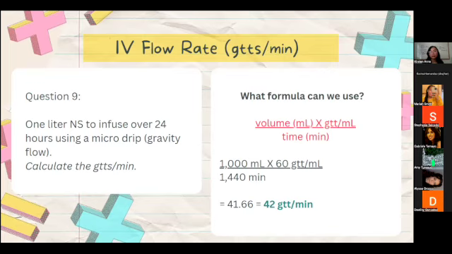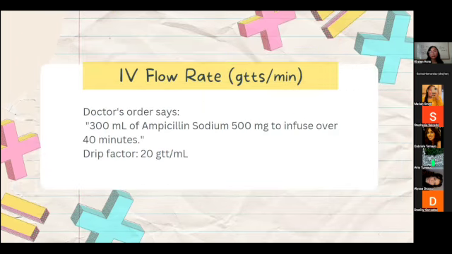Okay, I have this practice question for you guys. 300 ml of ampicillin sodium, 500 milligrams, to infuse over 40 minutes. The drip factor is 20 drops per milliliter. So that's how it might look in the exam. They're definitely going to give you the drip factor already. So go ahead and take your time and put it in the chat when you guys are done.